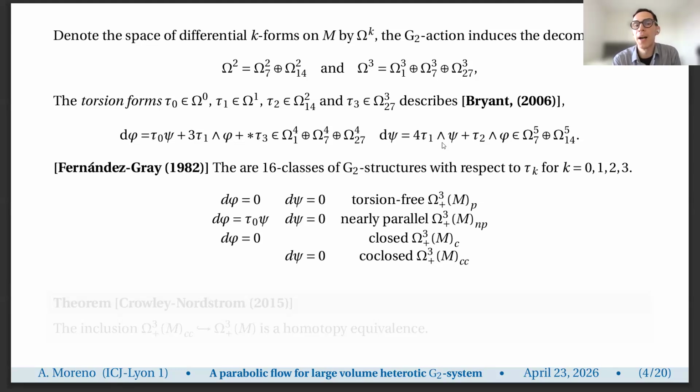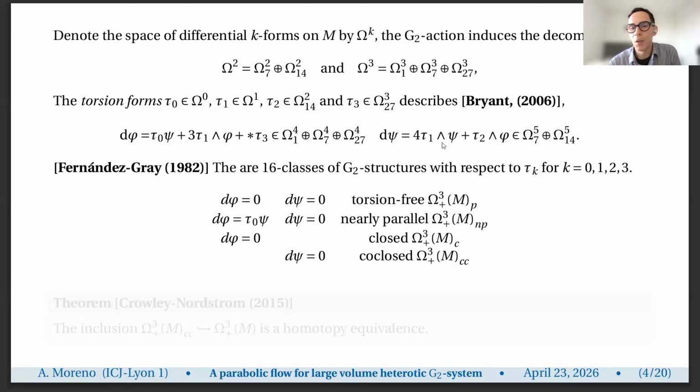For instance, nearly parallel G2 structures induce Einstein metrics, and closed G2 structures are very rigid in the sense that the scalar curvature is strictly negative and exactly 0 if the G2 structure is in fact torsion free.